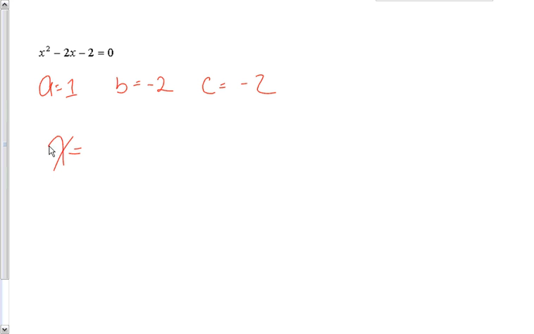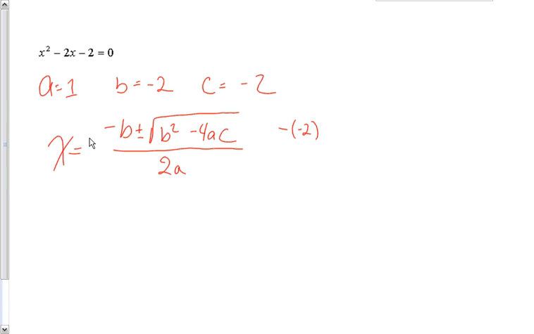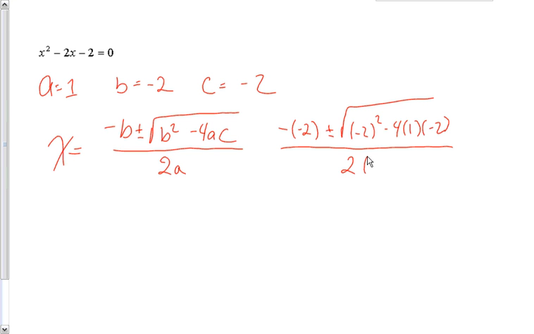I always write down the formula. Negative b plus or minus the square root of b squared minus 4 times a times c, all over 2a. Yeah, it's kind of weird. Plug in. Use parentheses to help you because it's the negative of negative 2. See how it's b and the negative of it? Plus or minus the square root of negative 2 squared minus 4 times a, which is the 1, and the c, which is negative 2, all over 2 times 1.